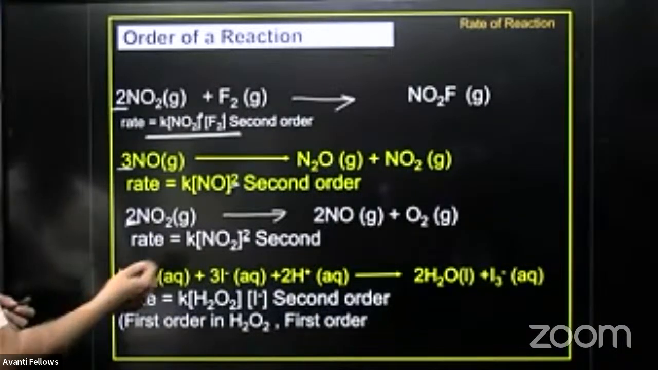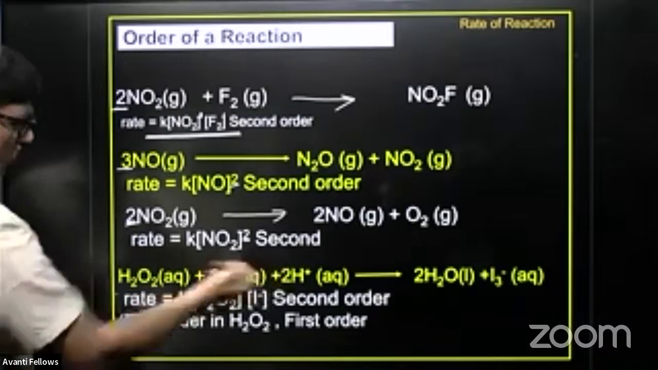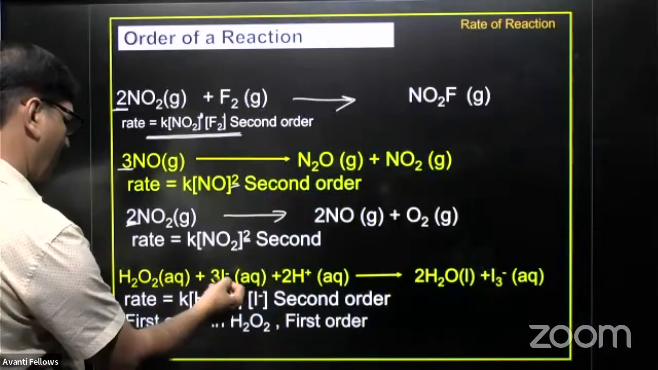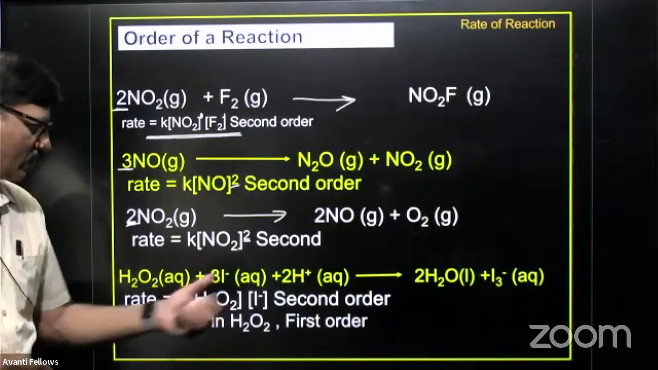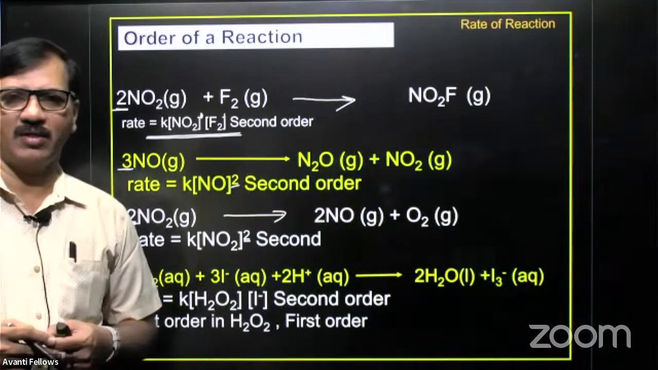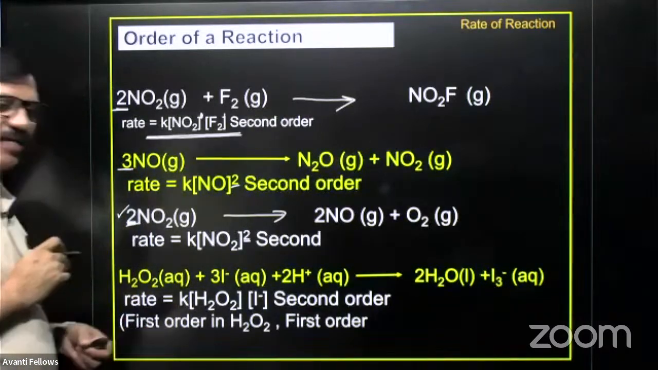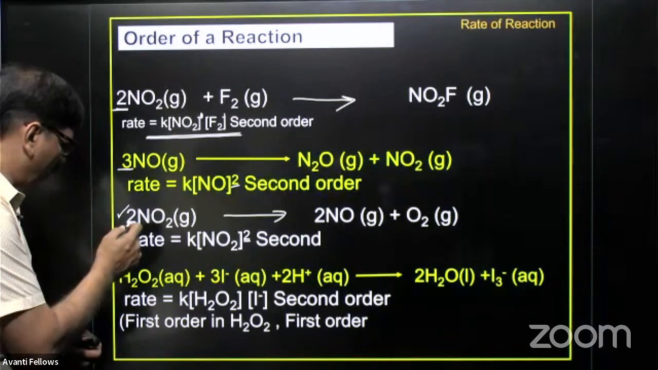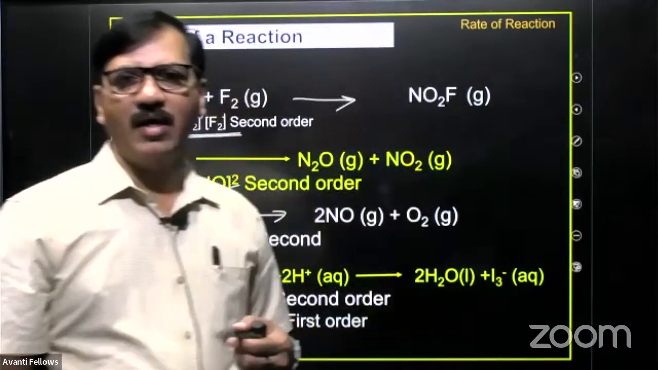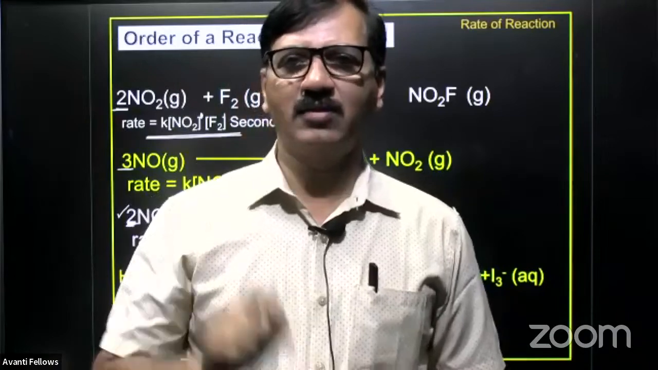Now H2O2, 3I minus, 2H plus. It is a reaction involving 1 plus 3 plus 2, 5 reacting species. So the rate of the reaction is H2O2 and I minus only. It does not depend upon the H plus ion concentration at all. Now the question arises, why is it so? If the stoichiometric coefficient is being raised as the power in the rate law expression, that means it is an elementary reaction.